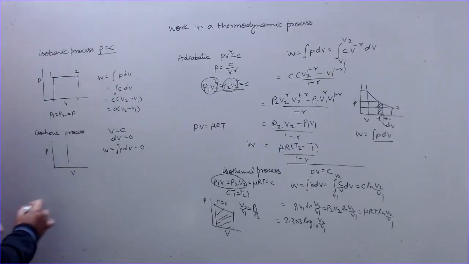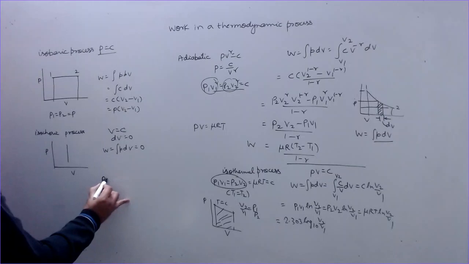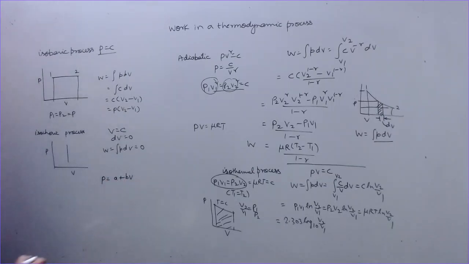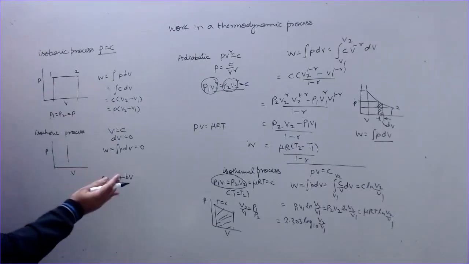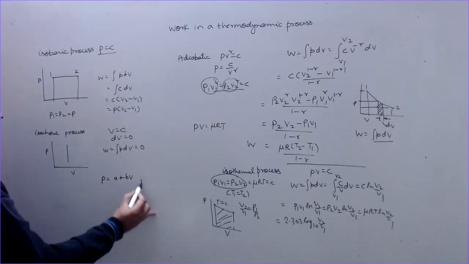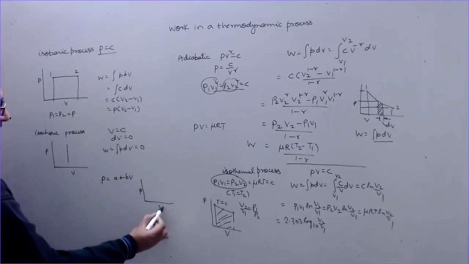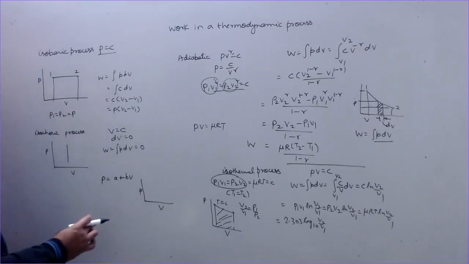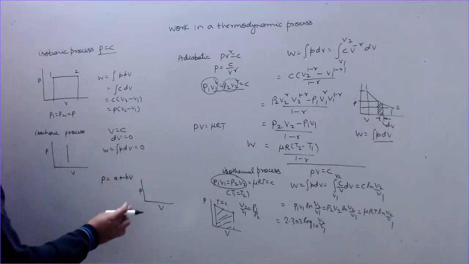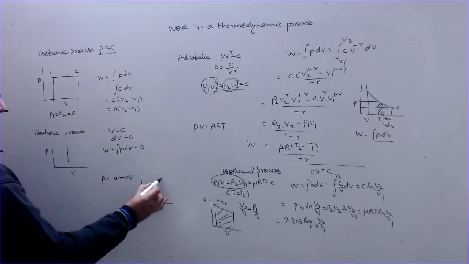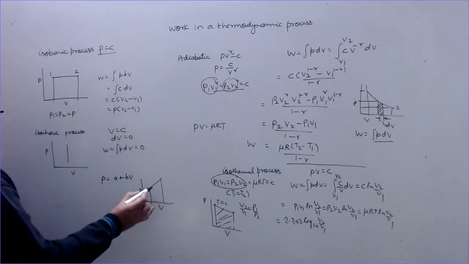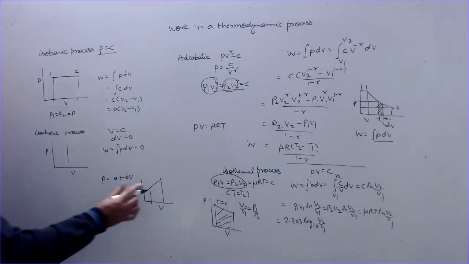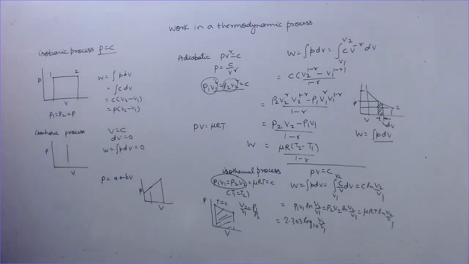If, for example, it is given that the pressure and volume are related linearly, P is equal to A plus BV. A and B here are constants. You have to find the work done during a process of expansion. The system expands from state 1 to state 2. P and V are related as per this relation, and the relation is a linear one. So you can draw this relation. This will look like this. So if you move from this point to this point, you have to find the work done during the process.